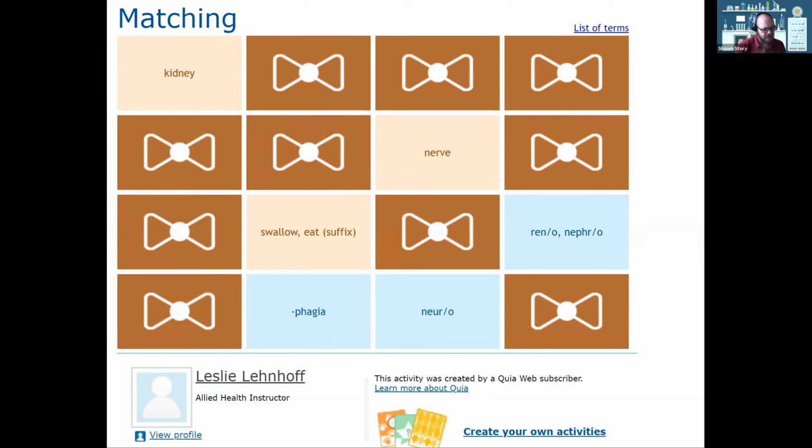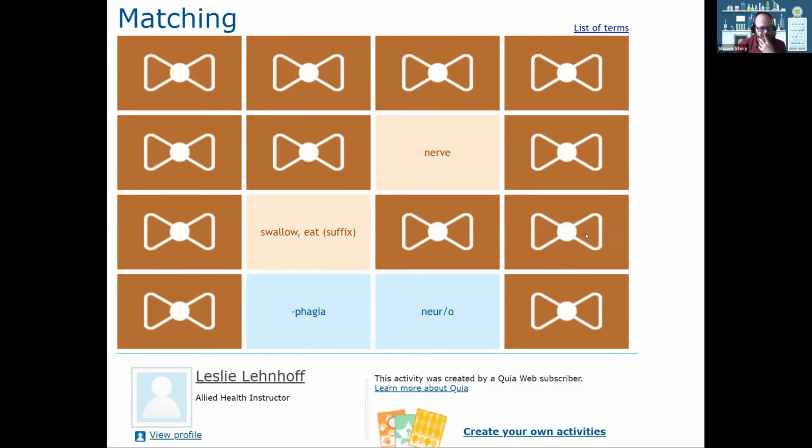What do we see here? What connections can we make? Kidney. Yep. Or nephro. And so we have our Latin and our Greek. The REN would be Latin. NEFR would be our Greek root words. We have both of those.